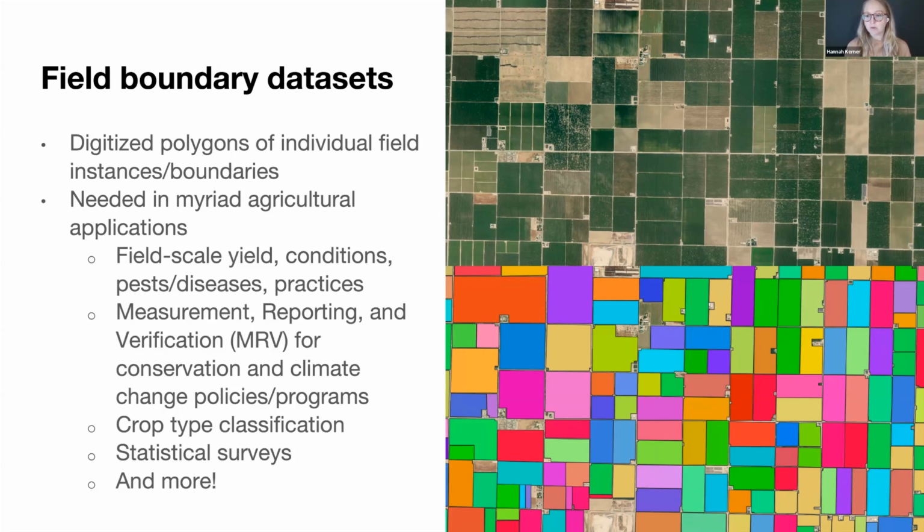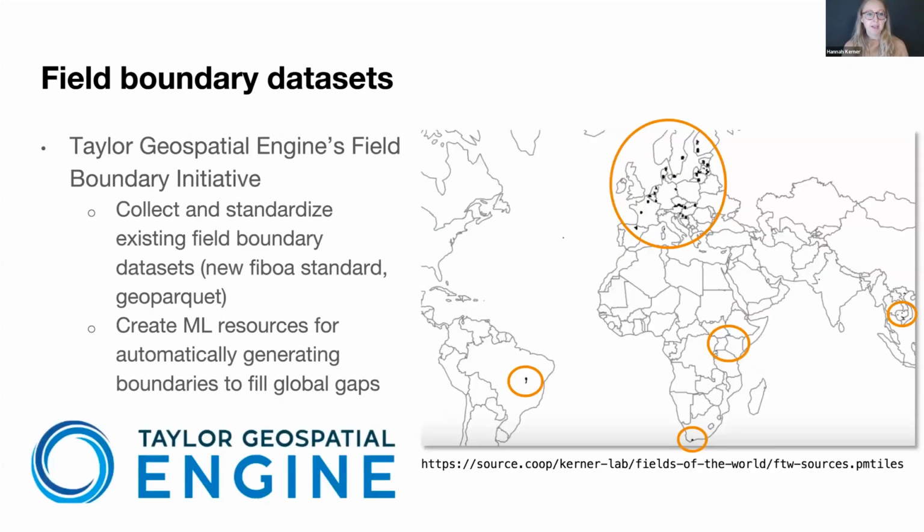For example, the EU deforestation regulation, which requires ensuring that commodities, 7 different commodities sourced in the European Union have come from fields that have not deforested in a certain time period. So to do all of these things, we need to have these vector formatted polygon boundaries of where individual fields are located.